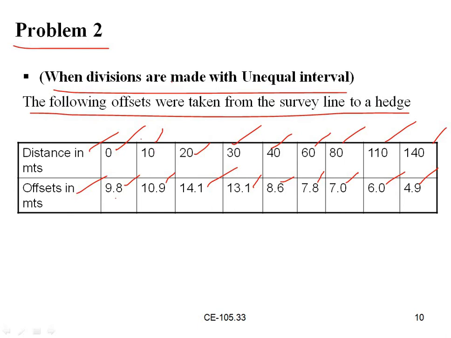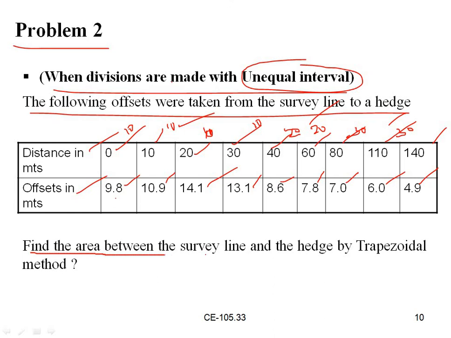Yes. From 0 to 10 the difference is 10. 10 to 20, the difference is 10. 20 to 30, the difference is 10. 30 to 40, the difference is 10. But 40 to 60 the difference is 20, and 60 to 80 the difference is 20. Coming to 80 to 110, the difference is 30, and 110 to 140, the difference is 30. Here we have 3 unequal intervals: 10, 20 and 30. Find the area between the survey line and hedge by the trapezoidal method.